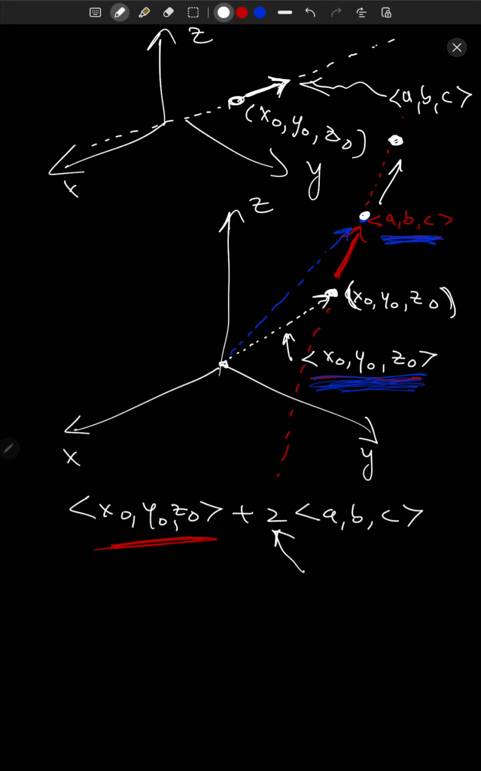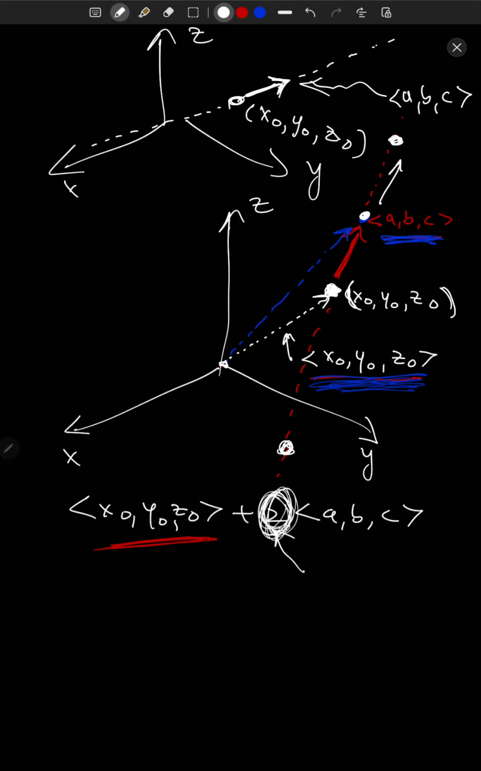Whether it be 1, whether it be 2, whether it be 0, which would be my base point right here, or negative 5, which would represent a point perhaps down here on the line. So all these points are on the line, no matter what number I put here. And in fact, every point that is on the line is going to correspond to some number in that slot.